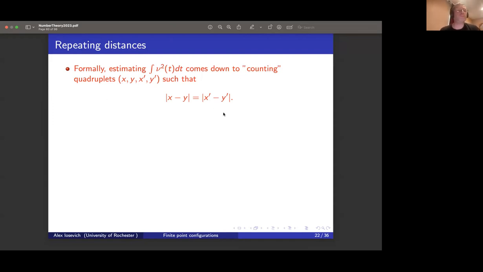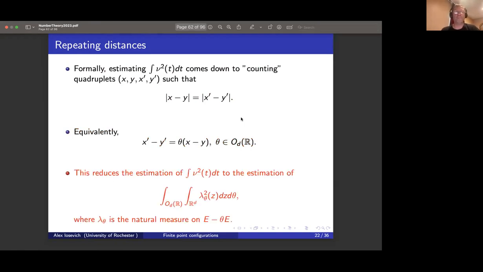All right. So we are counting quadruplets so that the distance from x to y is equal to the distance from x prime to y prime. Okay. And so equivalently, this means that x prime minus y prime is just a rotation by theta of x minus y. So high school geometry kicks in, which is always pleasant. Okay. And in two dimensions, this rotation is essentially unique, except for the obvious degenerate cases. And in higher dimensions, it's not unique, but it is easy enough to deal with the multiplicities. Okay. And what this does is it reduces the estimation of the L2 norm of the distance measure squared to the estimation of another L2 norm. And this time it's the L2 norm of the natural measure on the set E minus theta E.